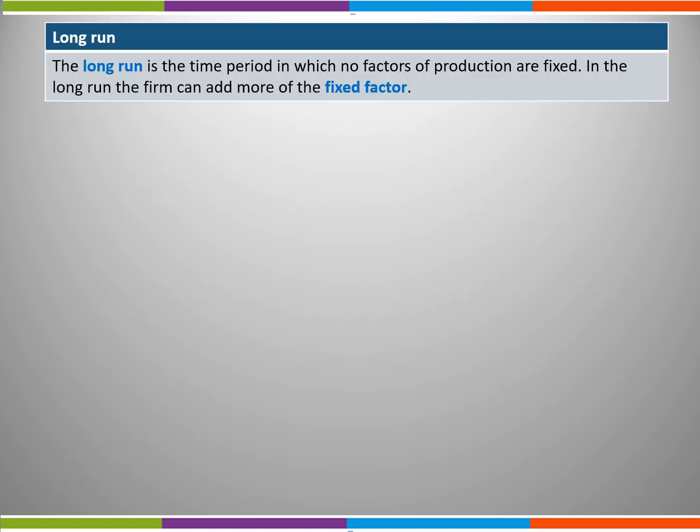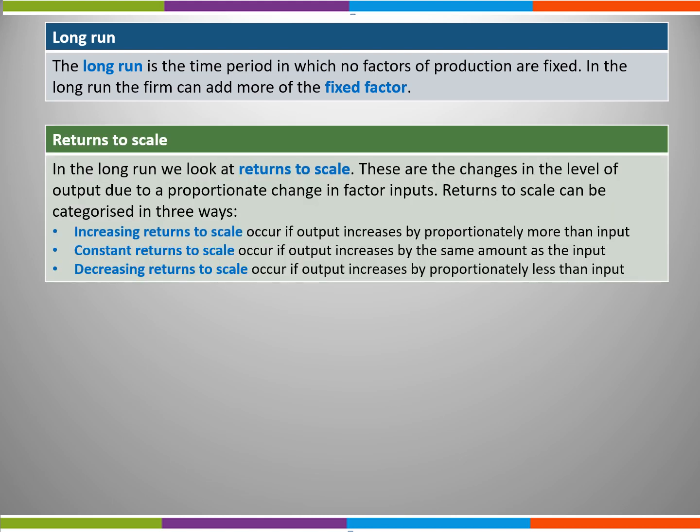The long run is the time period in which no factors of production are fixed. In the long run, the firm can add more of the fixed factor, for example adding more capital. Returns to scale are crucial in understanding the relationship between factor inputs and output, for example machines to finished goods. In the long run we look at returns to scale. These are the changes in the level of output due to a proportionate change in factor inputs.